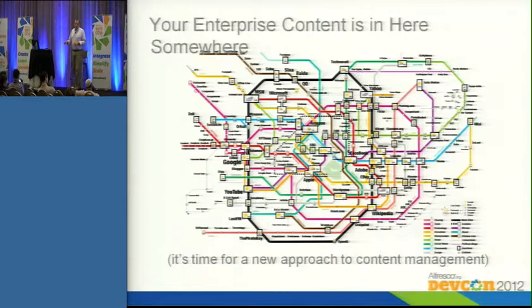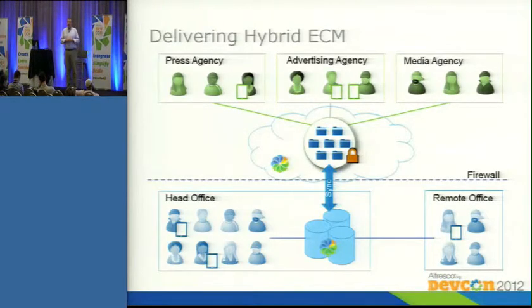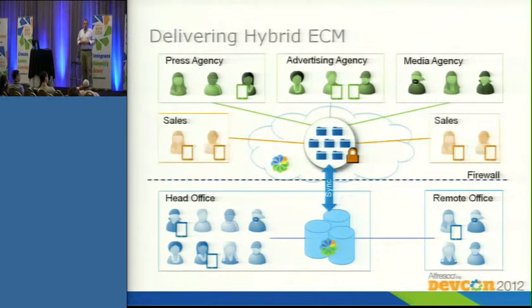So the answer is hybrid ECM. Now I have Alfresco on-premise. I'm also using Alfresco in the cloud, and I can build a synchronization between that. So Jack can start a project on-premise. He can create a folder. I want to work with my PR agency. I synchronize that to the cloud. They update some content. All those changes are automatically synced. So all of that content is always kept in sync. At the end of the project, Jack just says, I want to unsync this, and now the only copy sits on-premise. It's taken away from the cloud, deleted from the cloud.